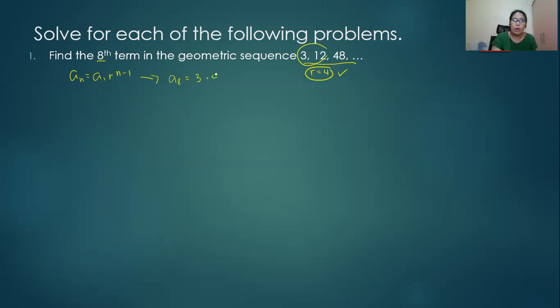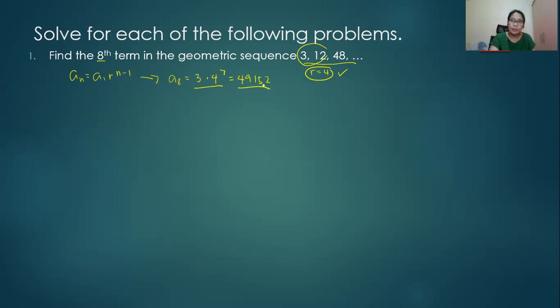So we have 4 to the n minus 1. Since we are asked to solve for a sub 8, n is 8, and 8 minus 1 is 7. So this is to the 7th power. So evaluating this expression will come up with 49,152.